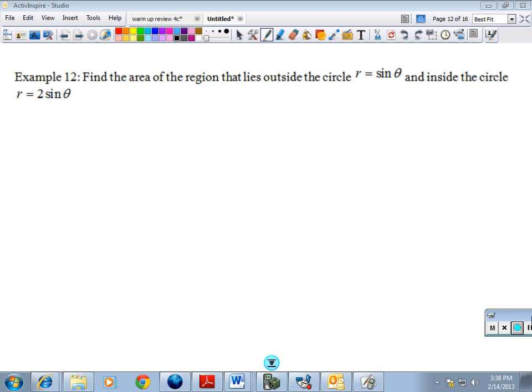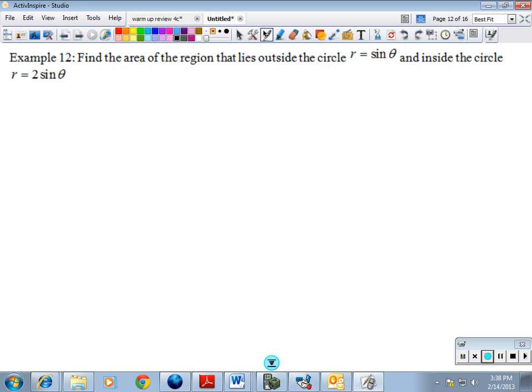Okay, now for polar example 12. This one's going to be a little bit, well, it's not too bad. It's a little more difficult. It says find the area of the region that lies outside the circle r equals sine theta and inside the circle r equals 2 sine theta.